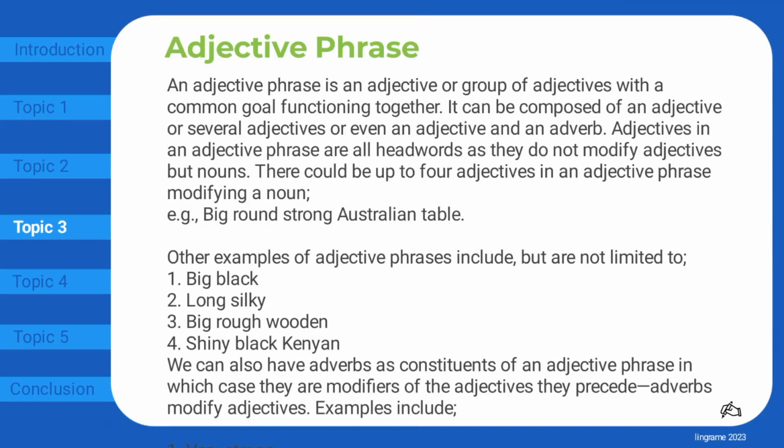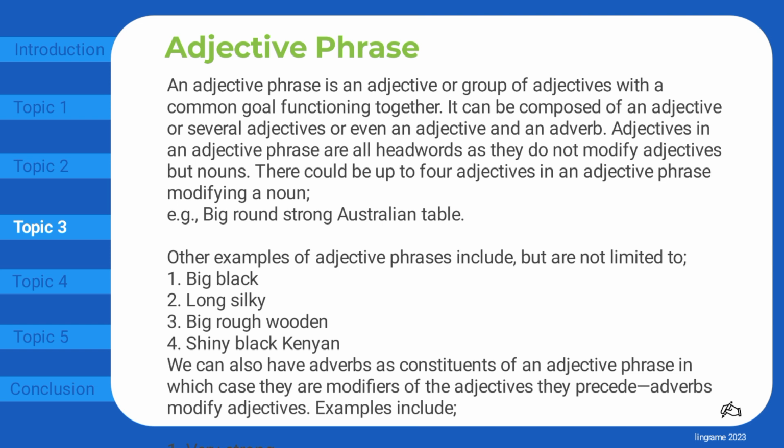Adjective phrase. An adjective phrase is an adjective or group of adjectives with a common goal functioning together. It can be composed of an adjective or several adjectives or even an adjective and an adverb. Adjectives in an adjective phrase are all head words as they do not modify adjectives but nouns. There could be up to 4 adjectives in an adjective phrase modifying a noun, for example, big round strong Australian table.